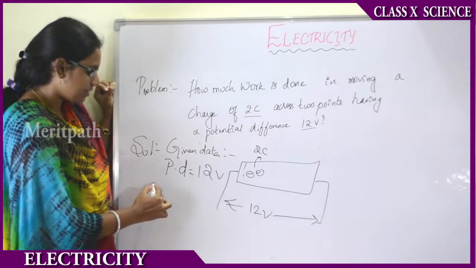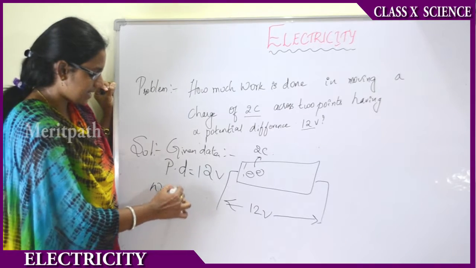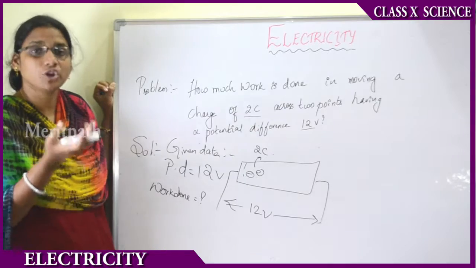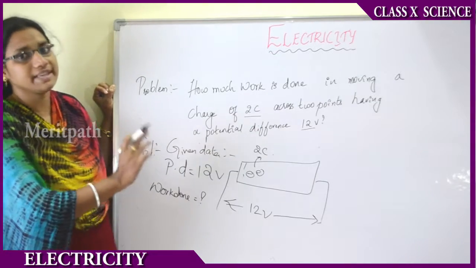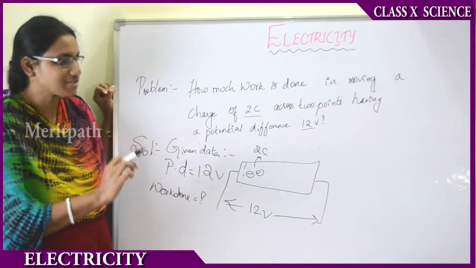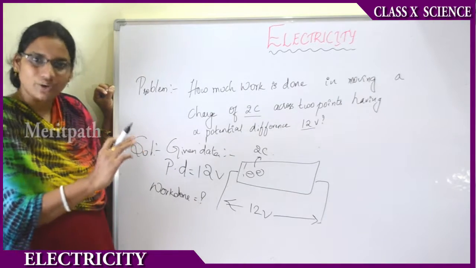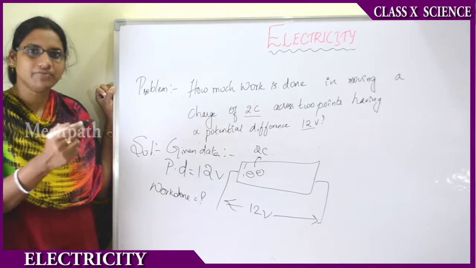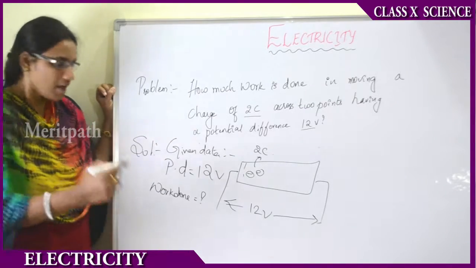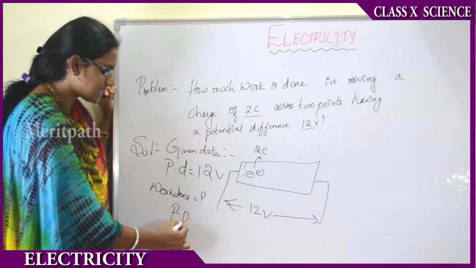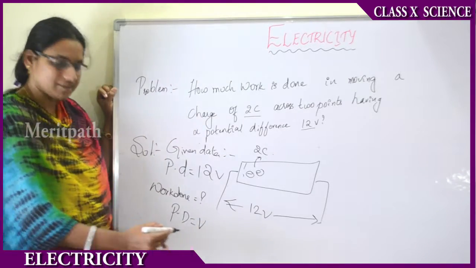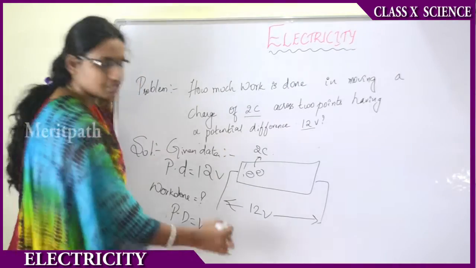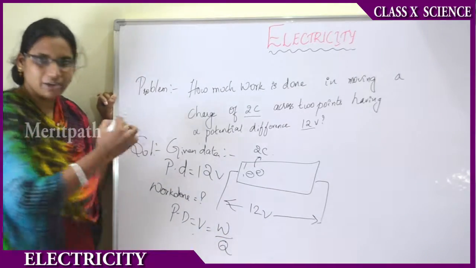Now what will be the work done? We have to find out how much work is done in order to move these 2 coulomb of electrons from one end to the other. Previously we have learned the definition and formula of potential difference. Potential difference is defined as V. It is defined as the work done in moving 1 coulomb charge. That is, V equals W by Q.